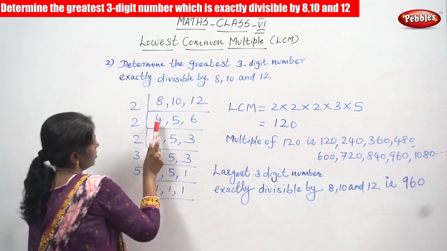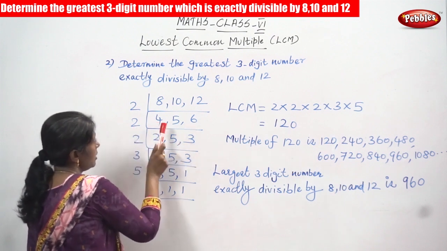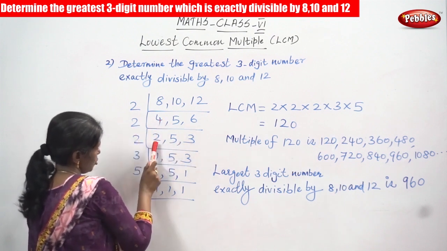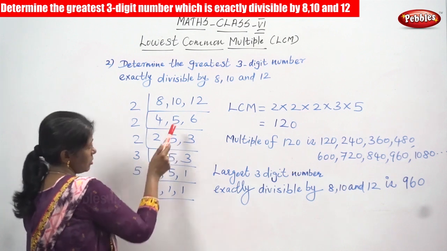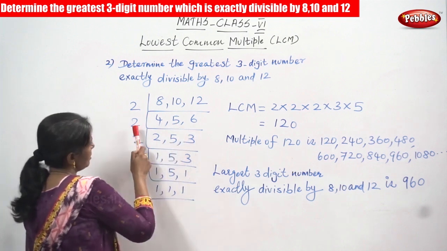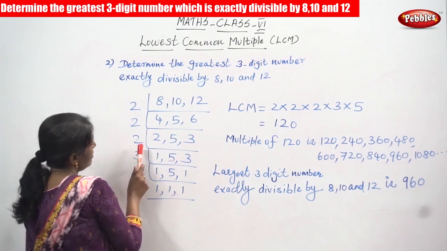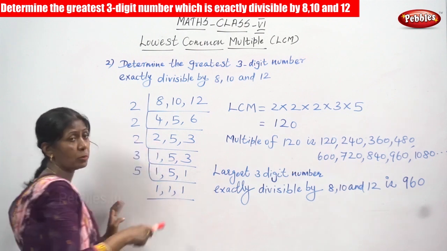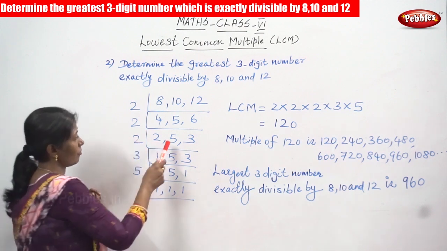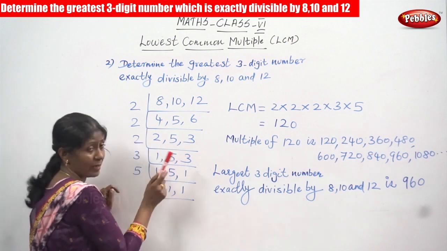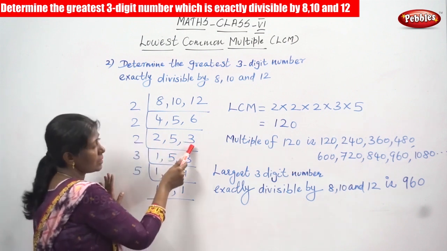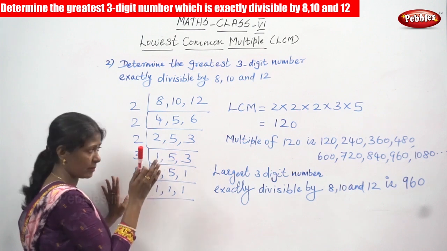Next again, 4 and 6 are divided by 2. 4 divided by 2 we get 2, and 5 you write as it is because 5 is not divided by 2. 6 divided by 2 you get 3, then again 2 divided by 2 you get 1, and 5 is not divided by 2 so you write 5 again. 3 is also not divided by 2 so you write 3 again.